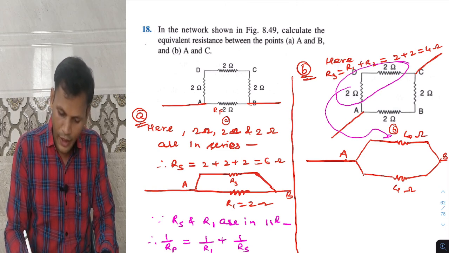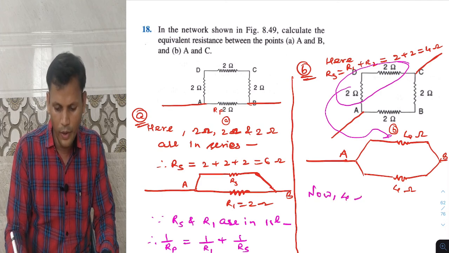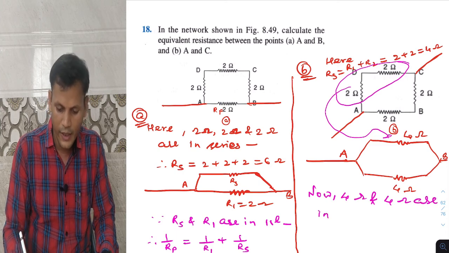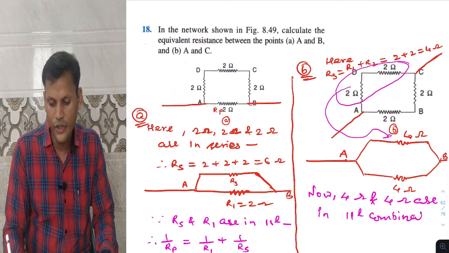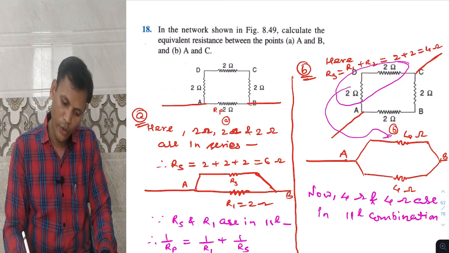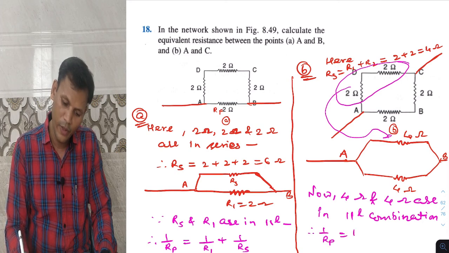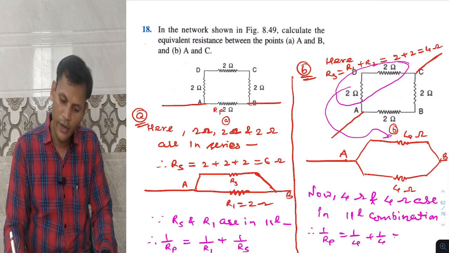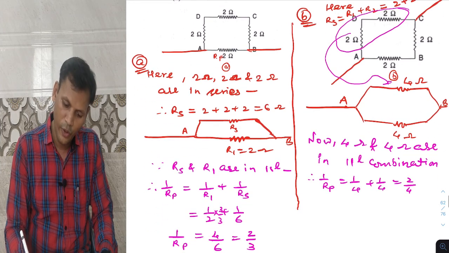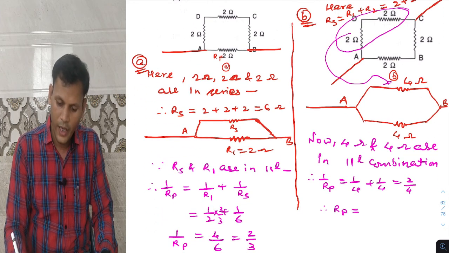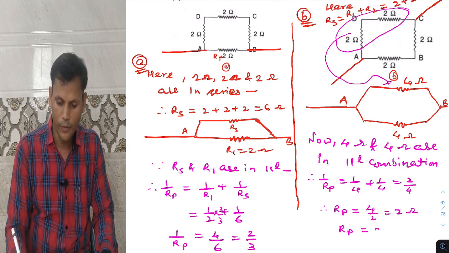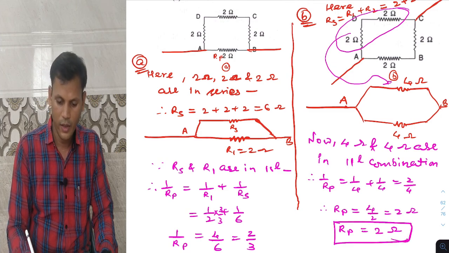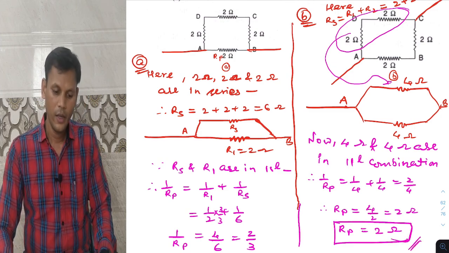Now 4 ohm and 4 ohm are in parallel combination. As they are in parallel combination, therefore 1 upon Rp will be 1 by 4 plus 1 by 4, which will be 2 by 4. And so therefore Rp will be 4 by 2, that is 2 ohm. So Rp becomes 2 ohm. So this is the result for the B part.